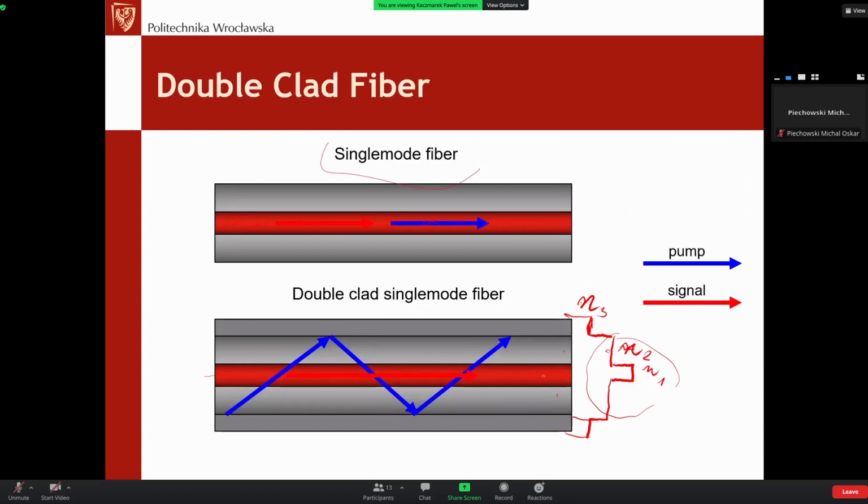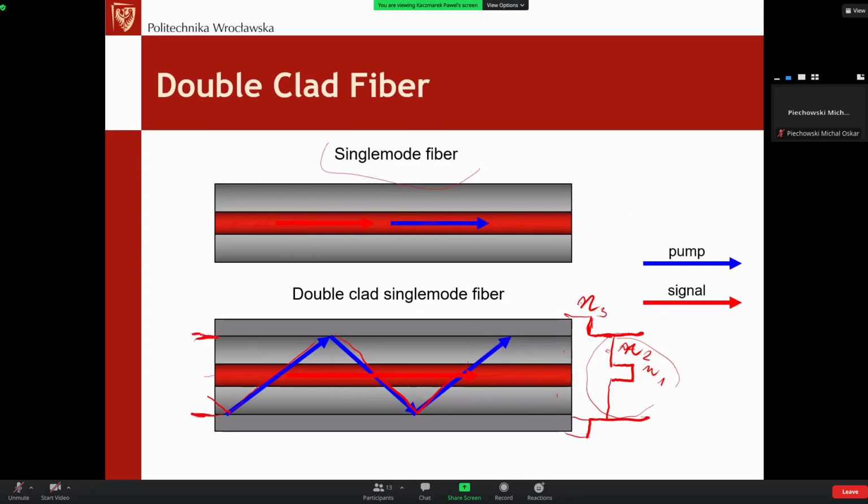In such an approach we can propagate a signal through the single mode core. So we'll have excellent beam quality on the laser or amplifier output, but from the other side we are able to launch much more pumping power into the multi-mode core.